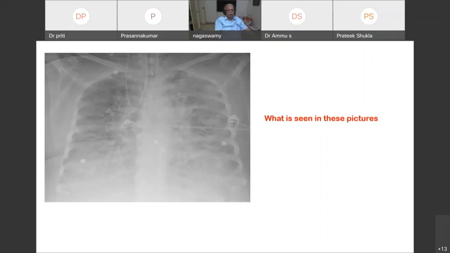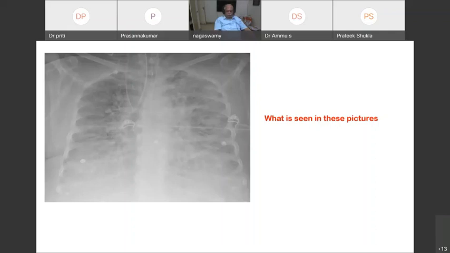Do you think it's an AP view or a PA view? AP. AP, sir. AP. Why AP? Scapulas. What is the difference between PA view and the AP view? Which structures will be seen better in PA view and which structure will be seen better in AP view?